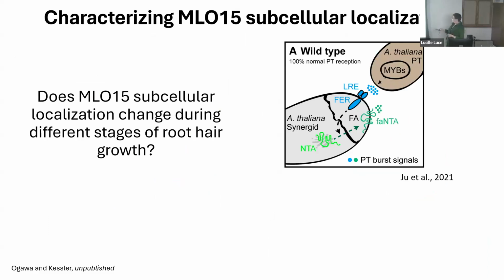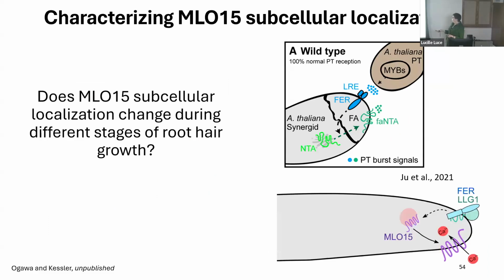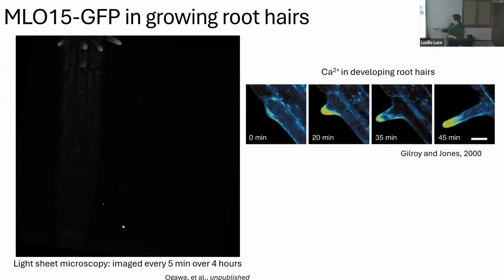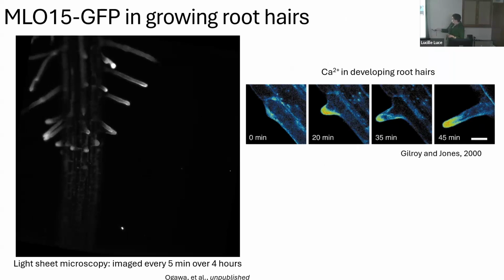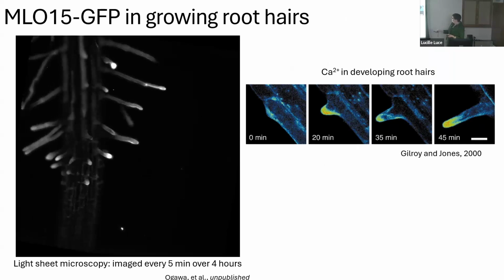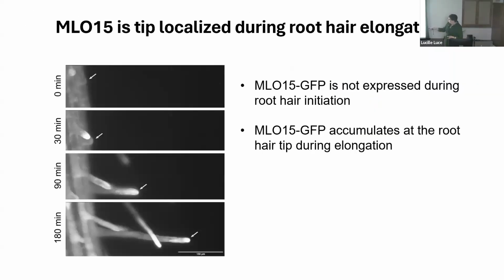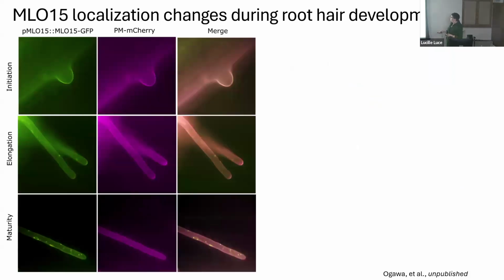So the question is, does MLO15 subcellular localization change during different stages of root hair growth, like we see with Nortia? So here's some light sheet with MLO15-GFP. We can see it's very tip localized. If we look more closely, we can see it's not there yet during root hair initiation, and then it comes on once the bulge starts to be made, and then it seems to be trafficked down to the tip.